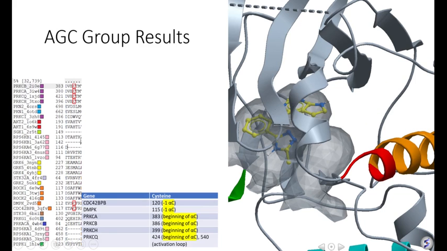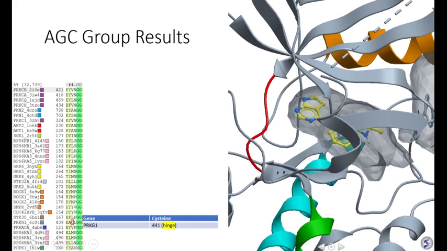There are 6 genes with cysteines near the beginning of the C helix. Genes from 2 kinase families share cysteines at this location. There is 1 gene with a cysteine located within the hinge region. This cysteine is not conserved at the location where it is found, and there are no nearby cysteines on the other genes in this kinase group.